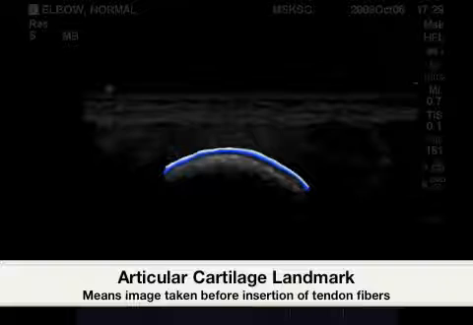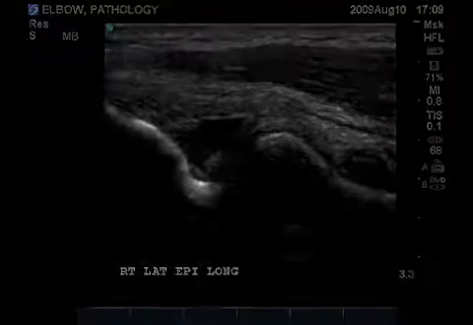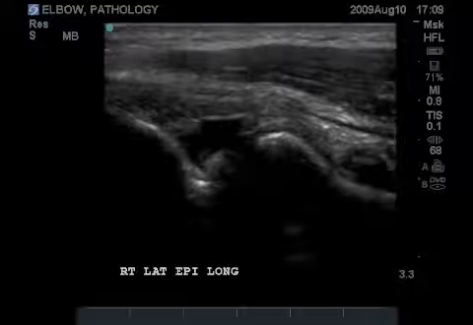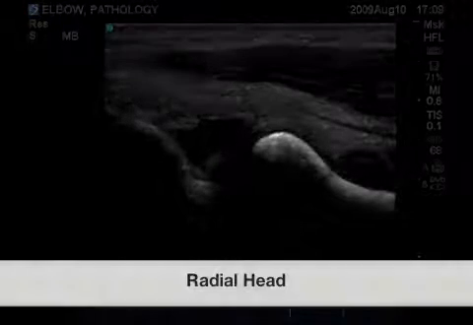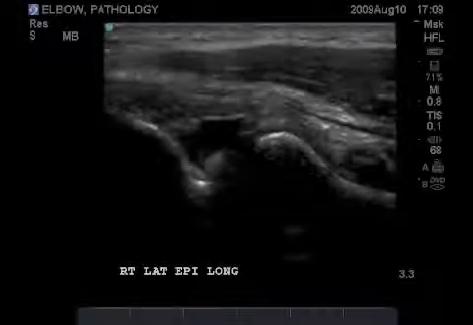In this image, we can clearly see a large joint effusion. Here is the lateral epicondyle, followed by the lateral aspect of the radial head, and then something we did not see in our normal images, highlighted here in blue, would be the effusion.